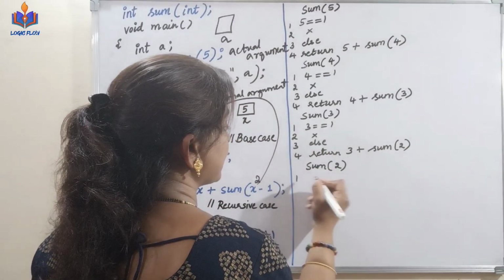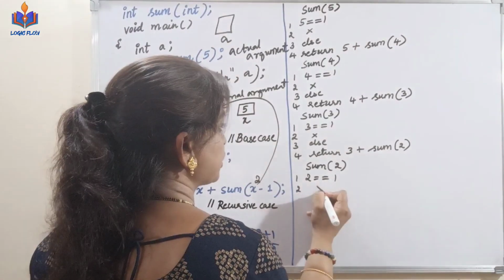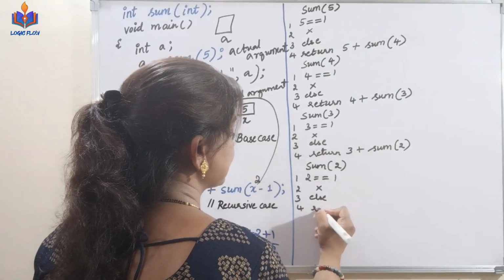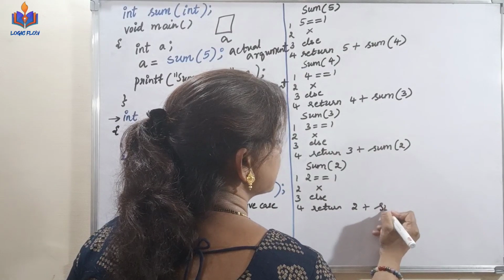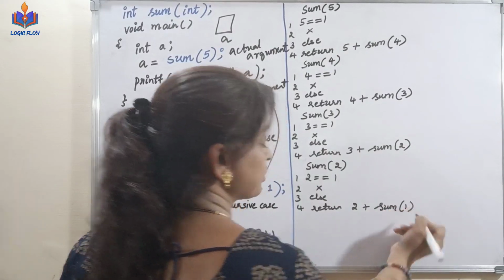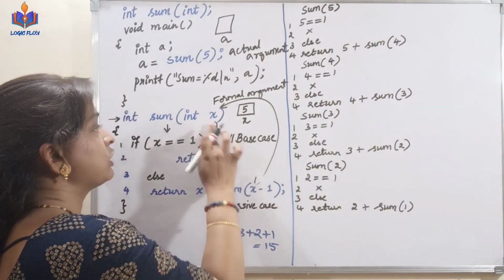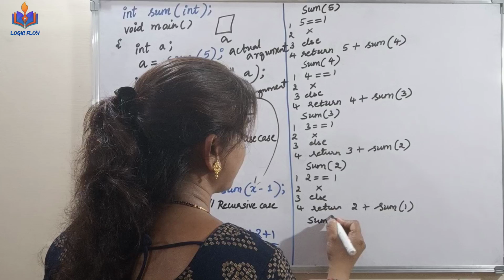So again check the condition, all the 4 statements once again. Is 2 equal to 1? No. Condition not satisfied. Else part. Then the 4th statement. I say return 2 plus sum of 2 minus 1, which is 1. Again the function call, same function with a new value which is 1. So I say sum of 1.